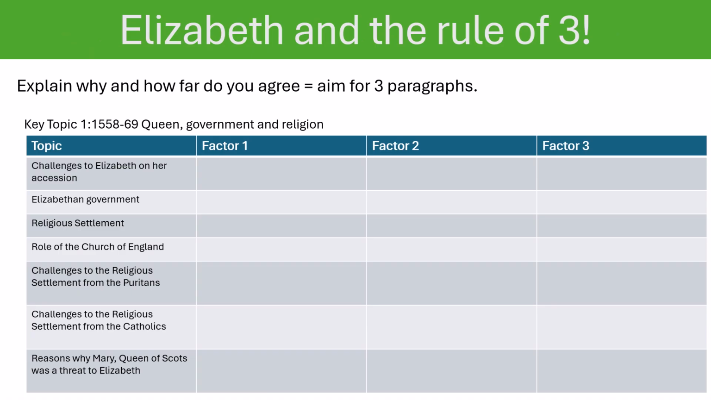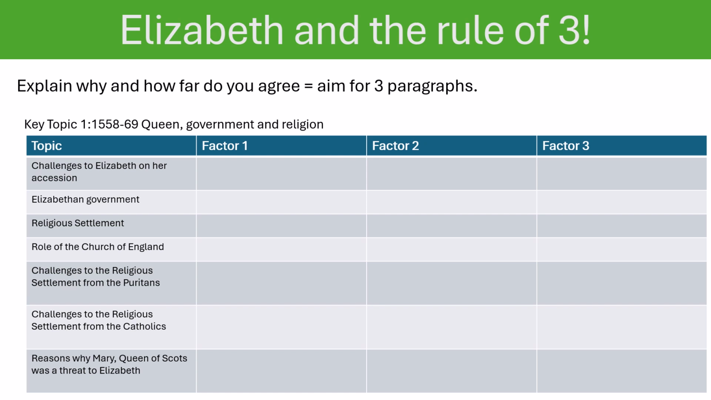So we'll start with a little bit of Elizabeth recap. Now, Elizabeth is broken down into 3 key topics. The first key topic is Queen, Government and Religion. So that means the problems that she had when she came to become Queen, that means how her government worked, and that means what changes she made to try and solve the conflict between Catholics and Protestants.